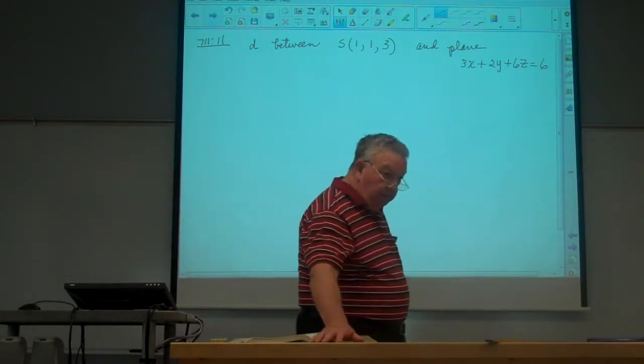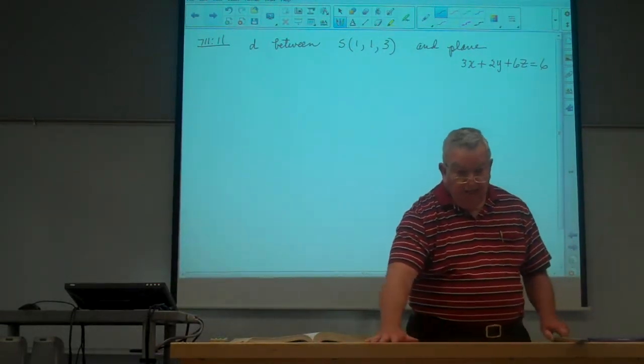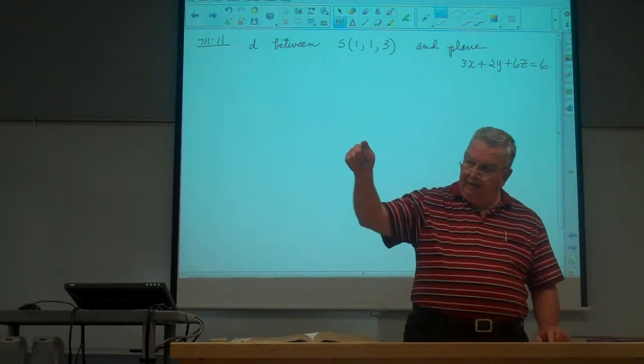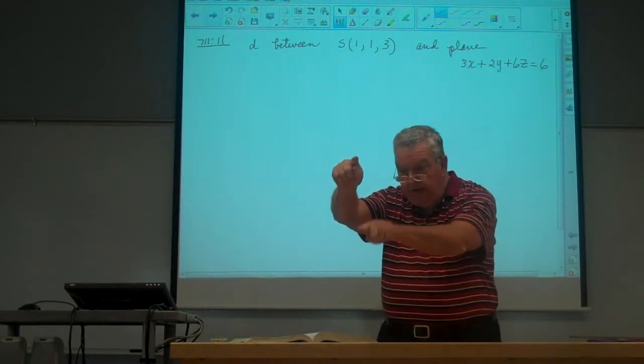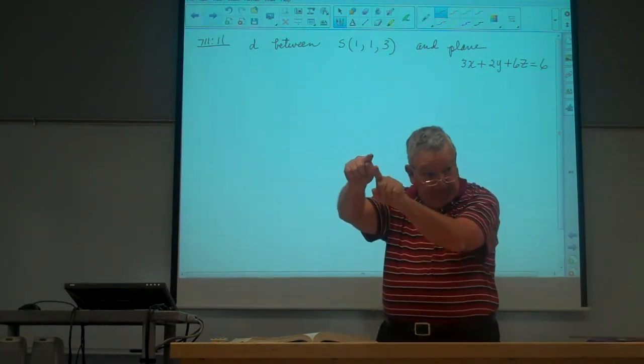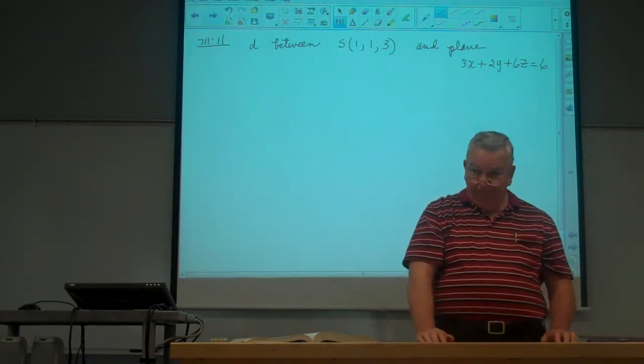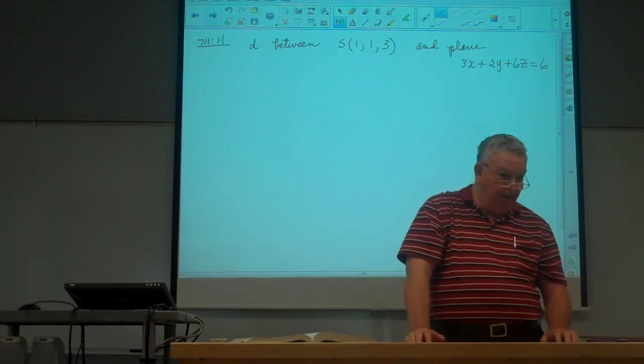I've got the tabletop as the plane. I've got a point up here, and I want to know the perpendicular distance. Perpendicular means cross product, doesn't it? Isn't that what it means?